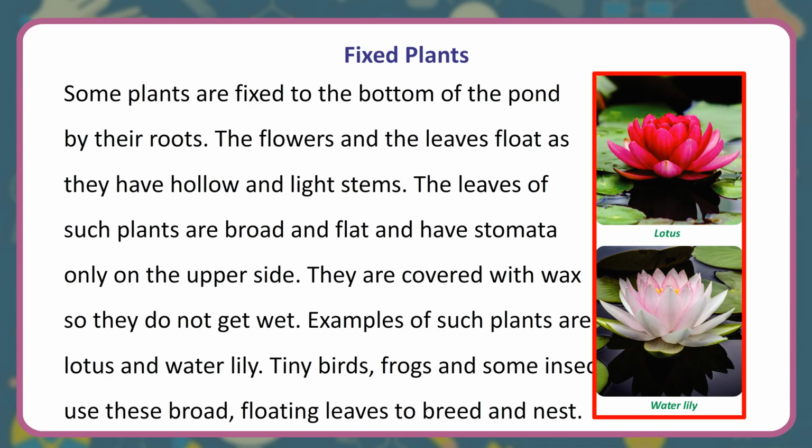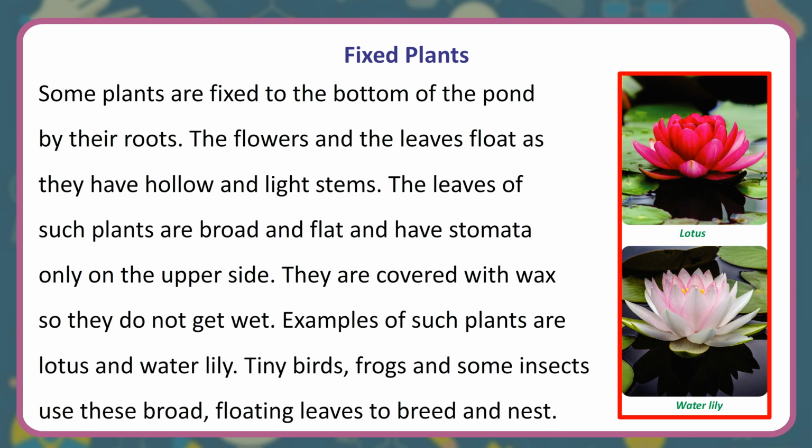Fixed plants. Some plants are fixed to the bottom of the pond by their roots. The flowers and the leaves float as they have hollow and light stems. The leaves of such plants are broad and flat and have stomata only on the upper side. They are covered with wax so they do not get wet. Examples of such plants are lotus and water lily. Tiny birds, frogs and some insects use these broad, floating leaves to breed and nest.